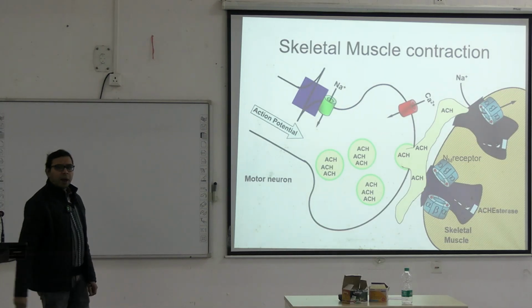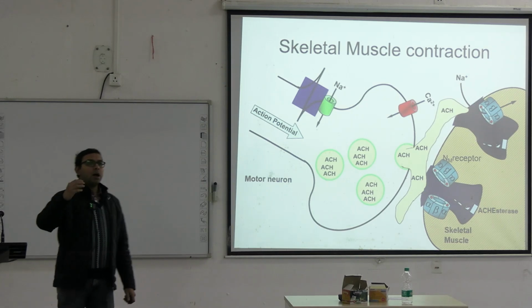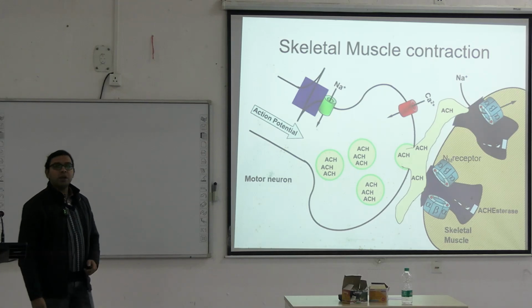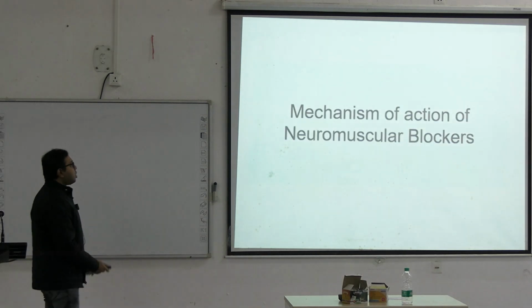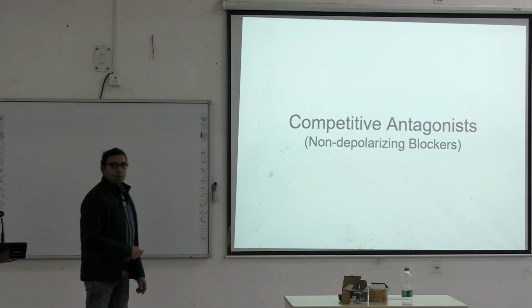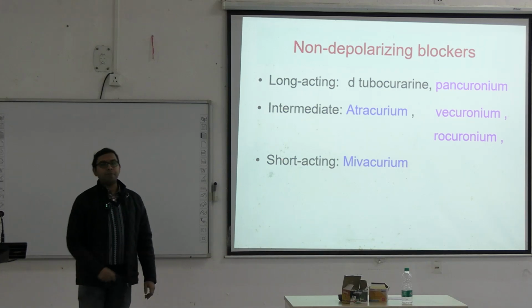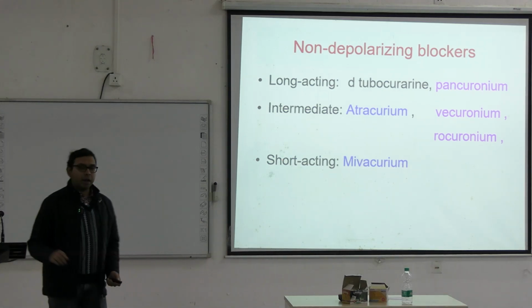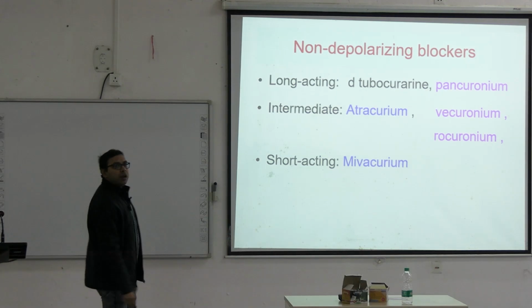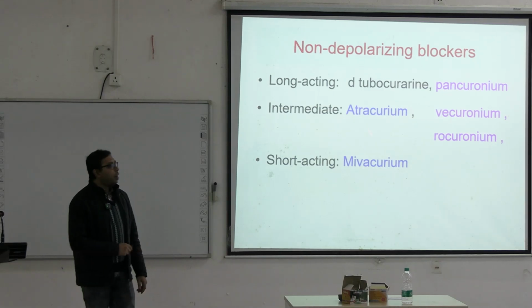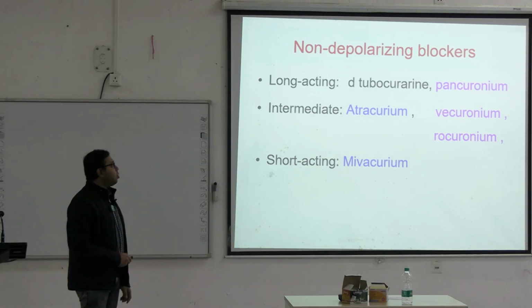How skeletal muscle contraction happens, we already know: acetylcholine is released from the prejunctional nerve fibers. This acetylcholine attaches with the NM receptors, and then a muscle action potential is generated and propagated. Mechanism of action: competitive antagonists, also known as non-depolarizing blockers, I have already discussed, and they can be classified according to their half-lives, as long acting, intermediate acting or short acting. Long acting examples are d-Tubocurarine and Pancuronium. Intermediate examples are Atracurium and Vecuronium, and short acting example is Mivacurium. Okay. So, this classification is according to the duration of action.